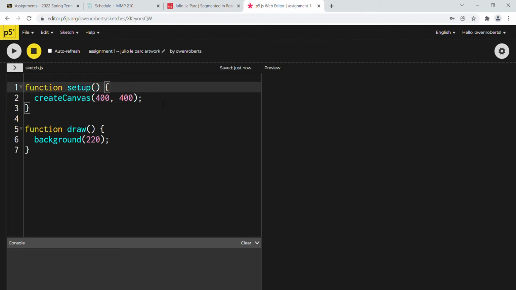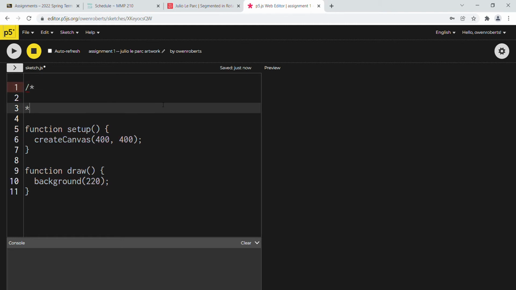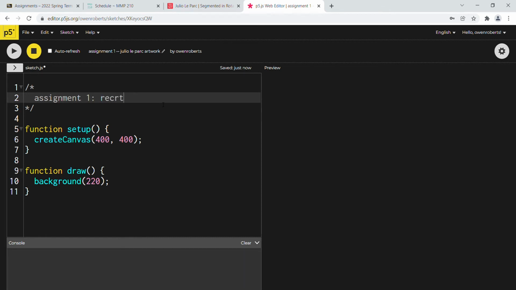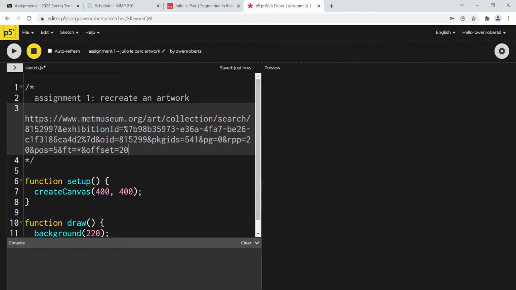And I'm going to start, usually any program that I start, by making a comment to just talk about what the assignment or project is. So I'm going to do a /* and then another asterisk and then / to do a multi-line comment. I'm going to say this is assignment 1, recreate an artwork. And I'm just going to put a link to this so that I can always go back if I forget where it came from. I'll put a little link here.